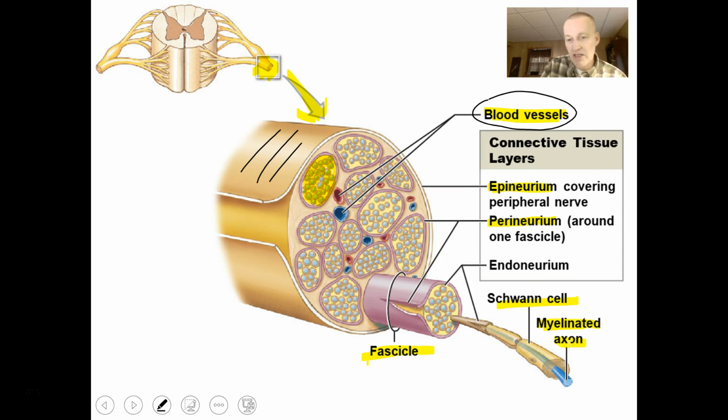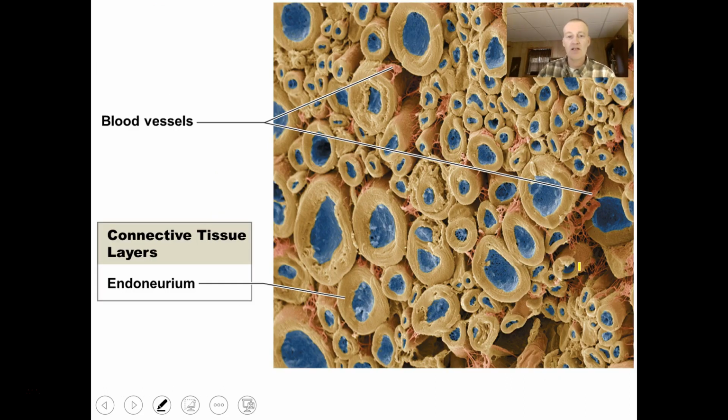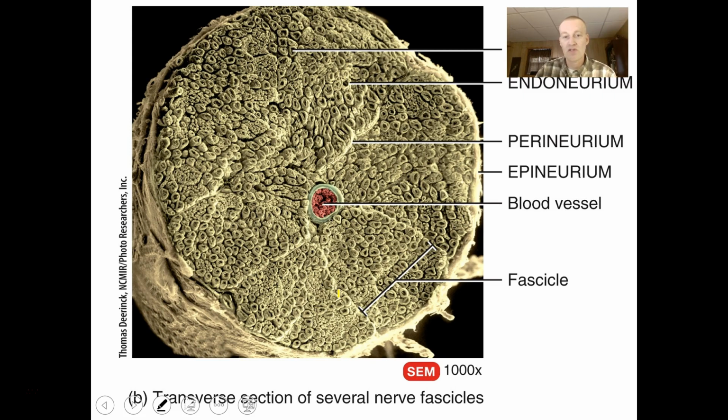Covering each of the Schwann cells is going to be an endoneurium, just a protective covering over each of those particular structures. If we look at a micrograph of it, you can see the blood vessels in between those nerve cells, and you can see the endoneurium. So this is the endoneurium covering one of the Schwann cells and axons. So you're talking lots and lots of nerves inside of that.